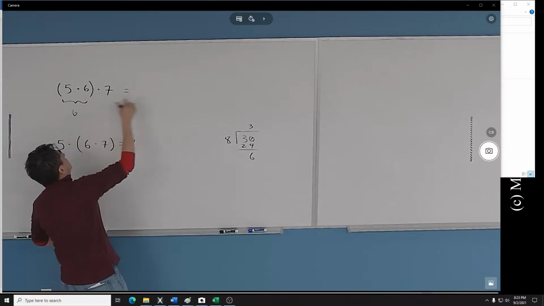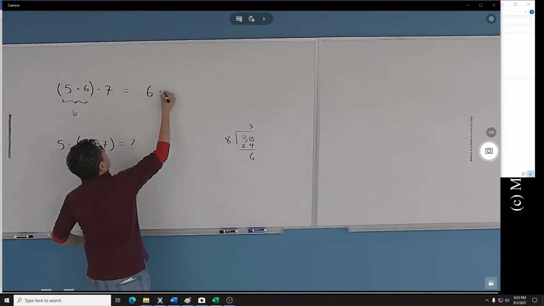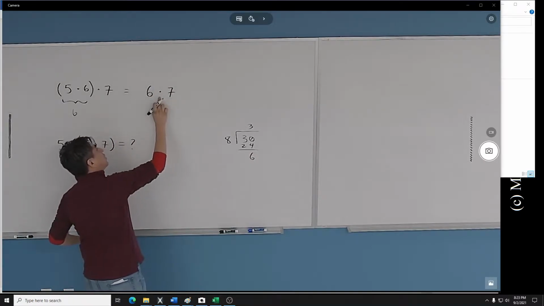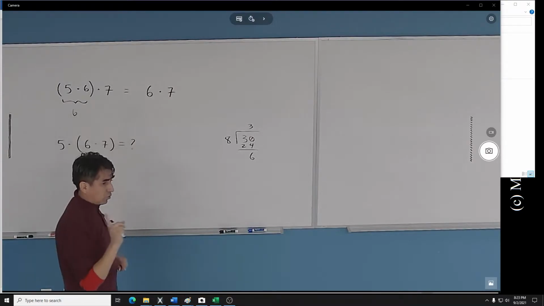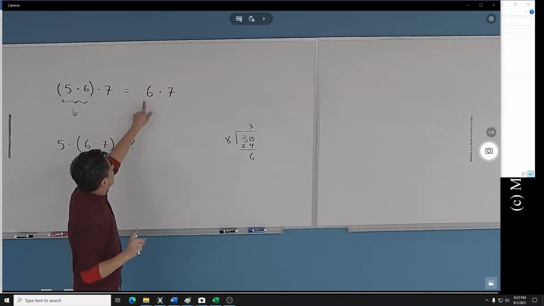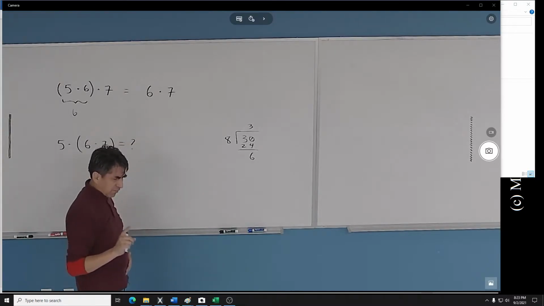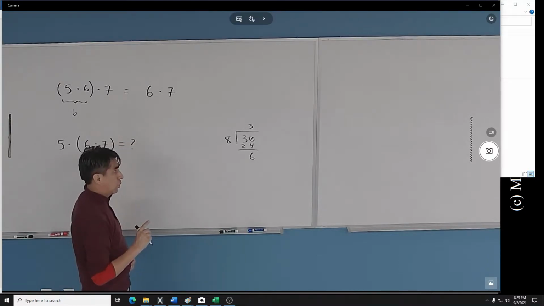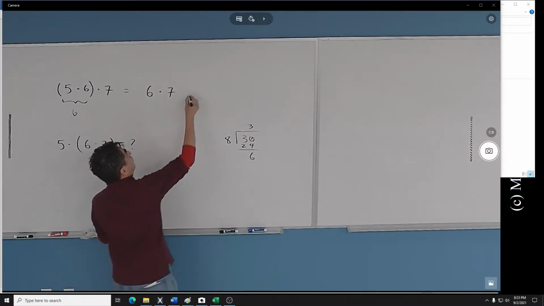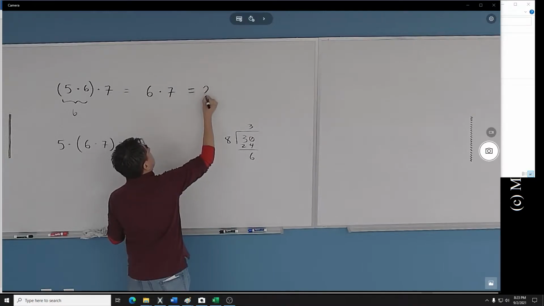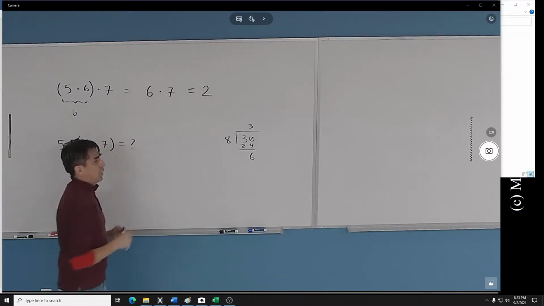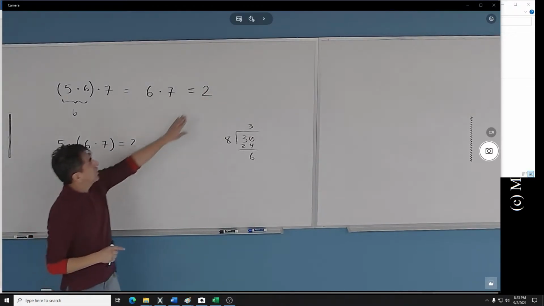6 times 7, where the multiplication is multiplication modulo 8. Now, normal multiplication of 6 times 7 is 42. When we divide by 8, the remainder is 2. So 6 times 7, where the multiplication is modulo 8, results in 2.